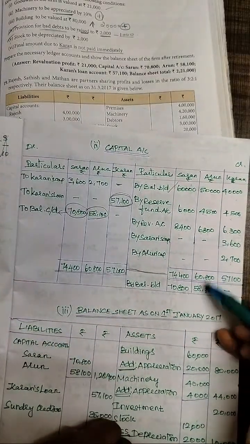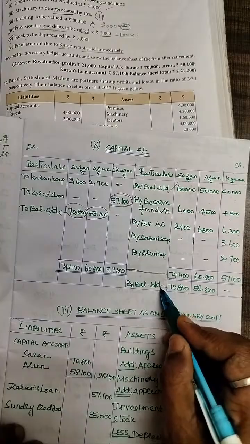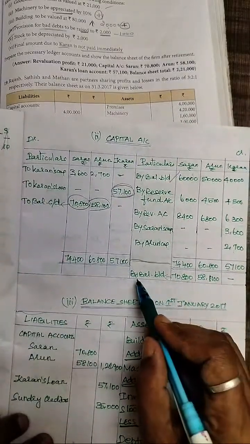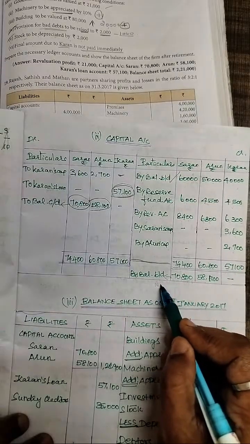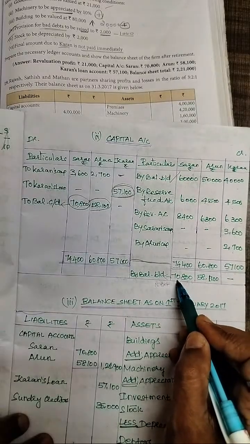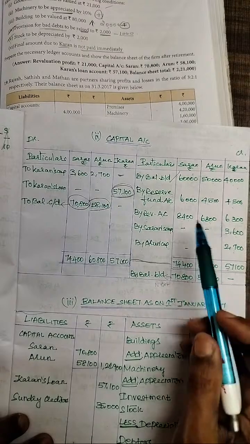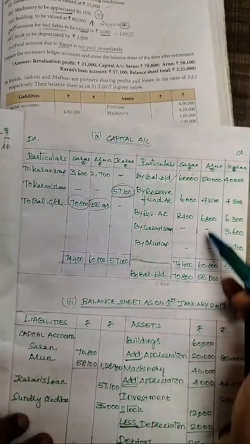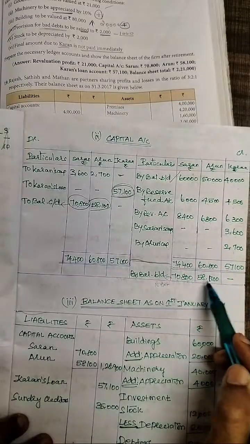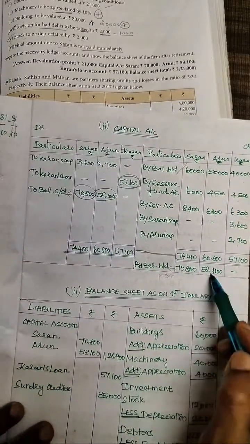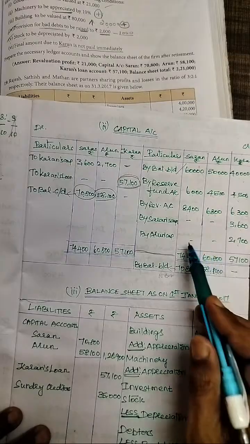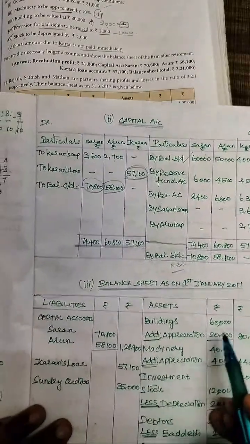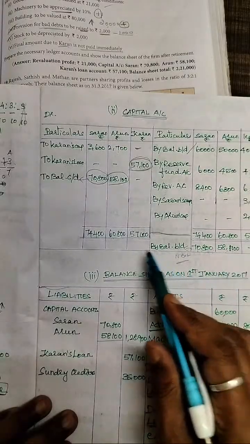After entering, again against this value you are going to write "By balance b/d", which means this is the opening balance of the next accounting period for Saran and Arun. So Saran's opening capital is 70,800 rupees and Arun's opening capital is 58,100 rupees. With this opening capital, Saran and Arun start the next accounting period. Okay, so we have found the capital account.